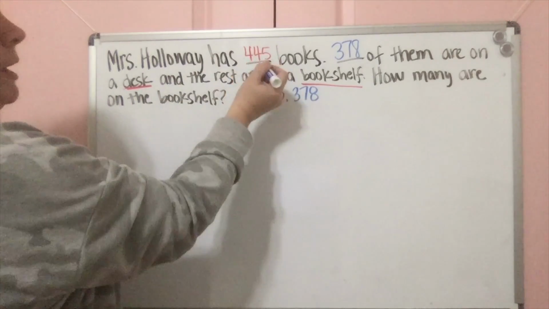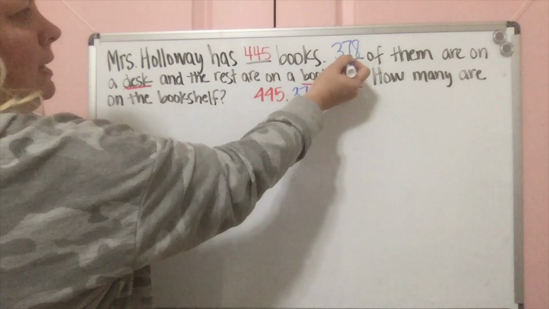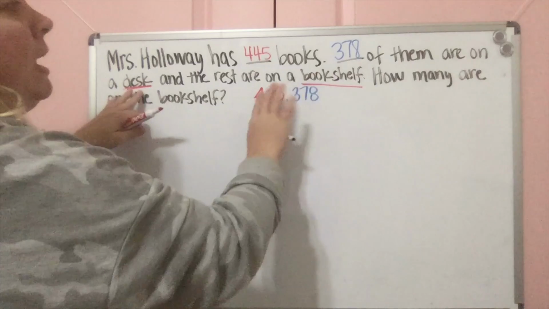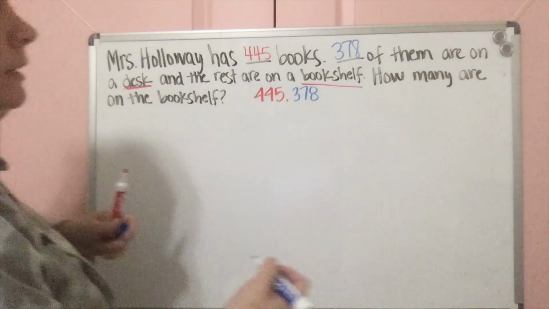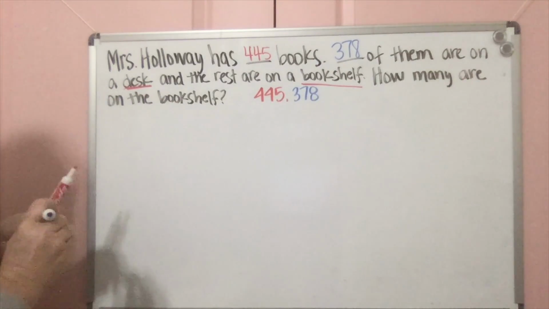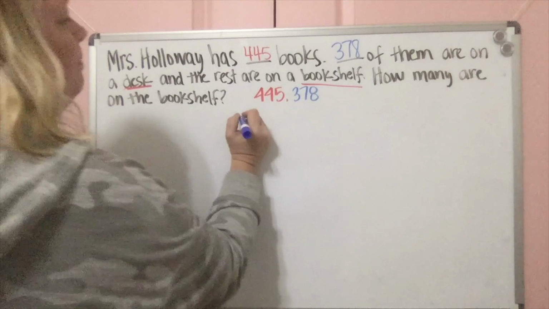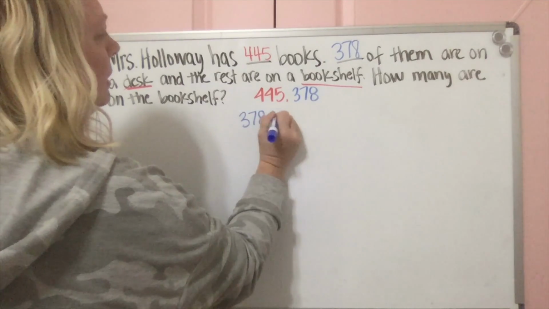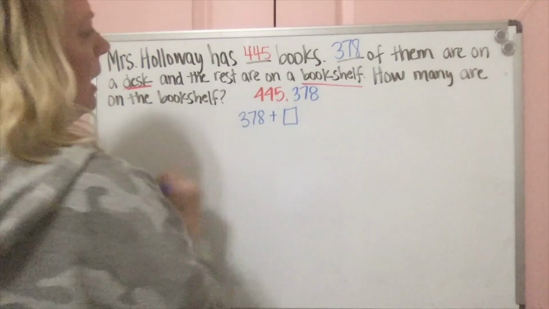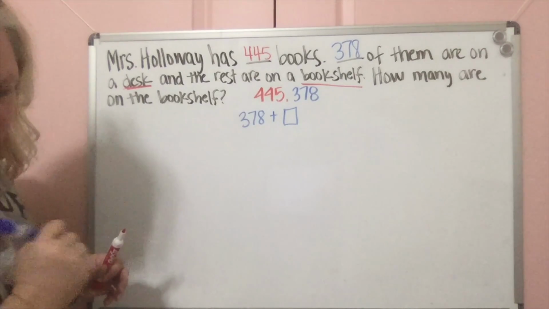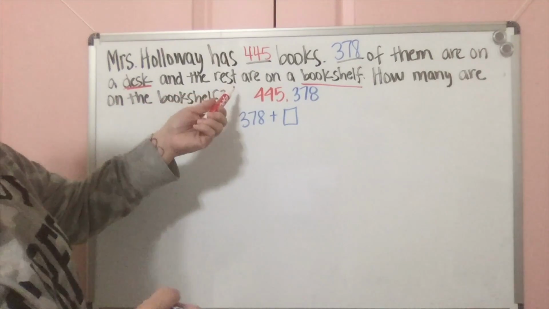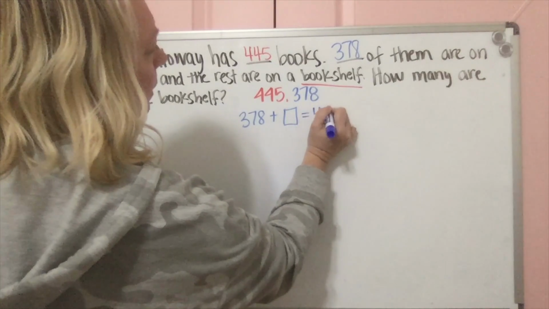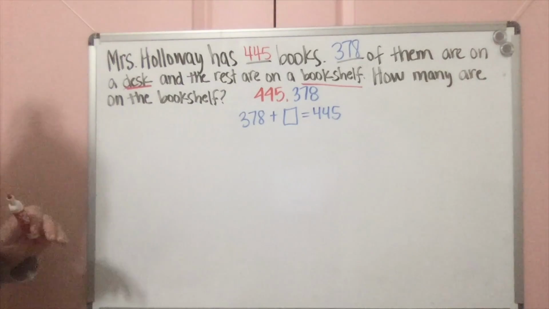So of this number right here, some of these are on the desk, and we know how many are on the desk, 378, and the rest are on a bookshelf. So it's not telling you how many are on a bookshelf. So it's like we're saying 378 plus, I don't know how many, because it says the rest are going to equal this 445. Okay, that's what it's asking you.